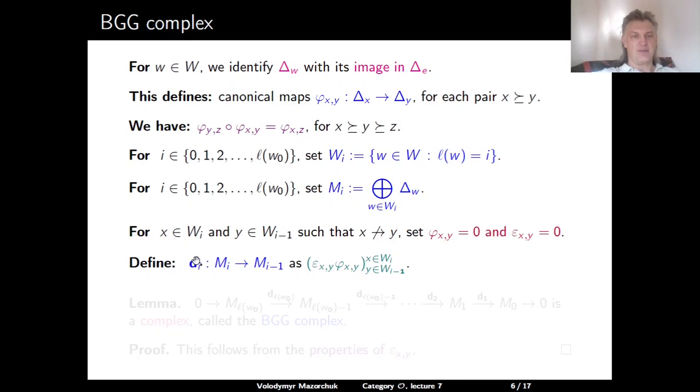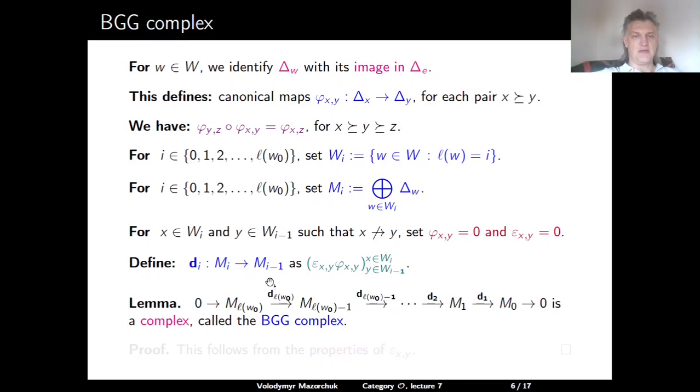Define the linear map D sub i from M sub i to M sub i minus 1 using the following matrix. It's a matrix where the columns are indexed by elements in W sub i and rows are indexed by elements in W sub i minus 1. And the element in the intersection of the row indexed by y and the column indexed by x is exactly epsilon xy times phi xy. So phi is our canonical map, and epsilon is our sign, which was chosen using the previous lemma.